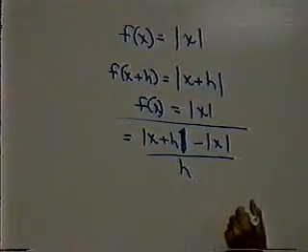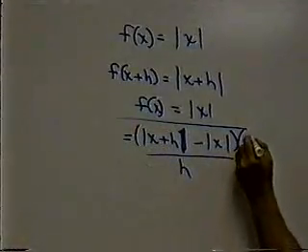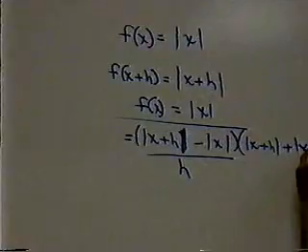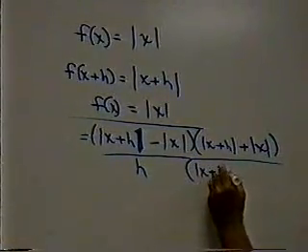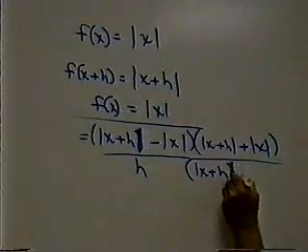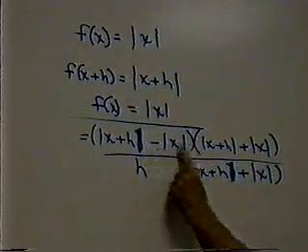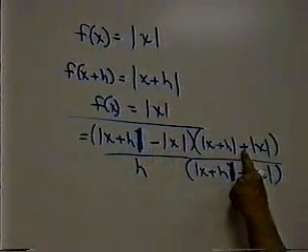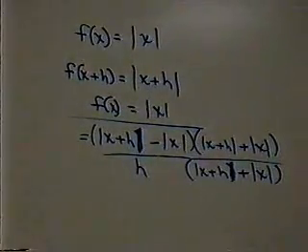So what we must do is come in here and multiply the top and bottom by the absolute value of x plus h plus absolute value of x. This is called a conjugate process, okay? So we're going to multiply this by its conjugate. That way when we do the FOIL method, we have no middle term.